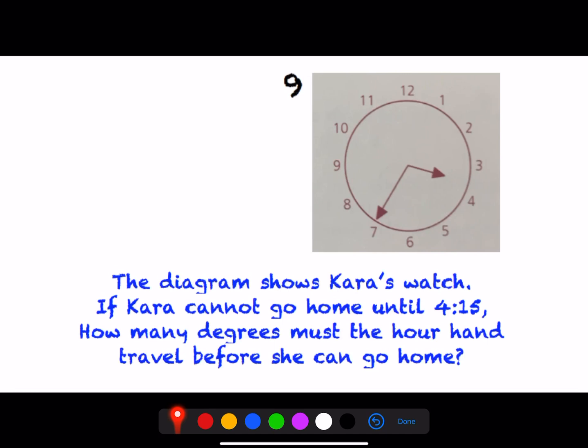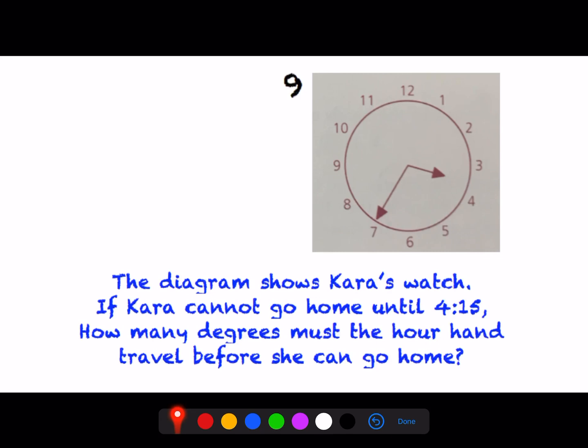All right, here's our next problem. The diagram shows Kara's watch. If Kara cannot go home until 4:15, so the minute hand needs to travel around, how many degrees must the hour hand travel before she can go home? So we want to know how much our hour hand travels based upon how many minutes have passed. So go ahead and pause the video if you'd like, and we'll go through this in just a minute.